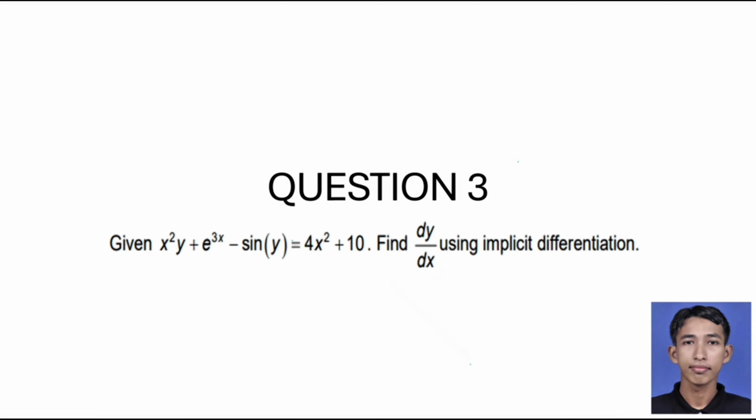Question 3. Given x squared times y plus e to the power of 3x minus sin y equals 4x squared plus 10. Find dy over dx using implicit differentiation. We will divide into 4 terms. First, x squared times y. Second, e to the power of 3x. Third, sin y. And fourth, 4x squared plus 10.